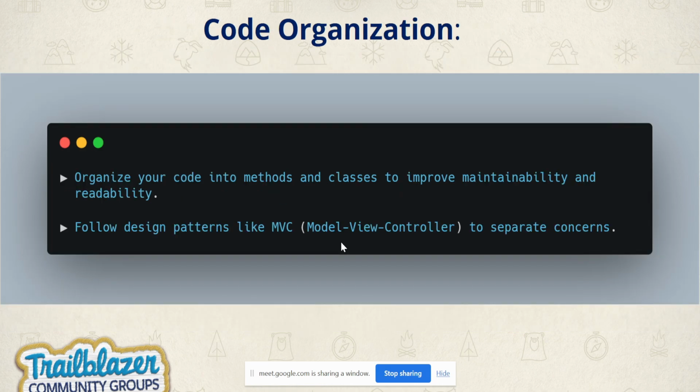Okay, so here you can see code organization. Code optimization is one thing, but code organization is also a different thing. So organize your code into methods and classes to improve maintainability and readability, right? Always make your code into classes and methods that are readable and maintainable. Suppose we follow a design pattern like MVC, Model View Controller, right?